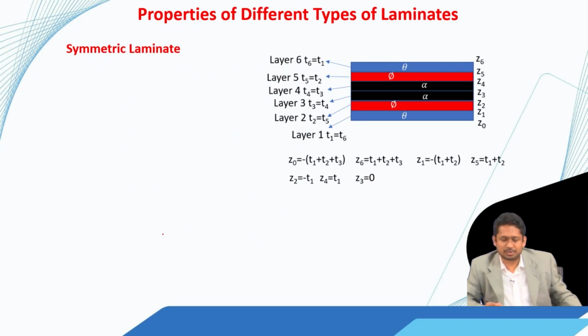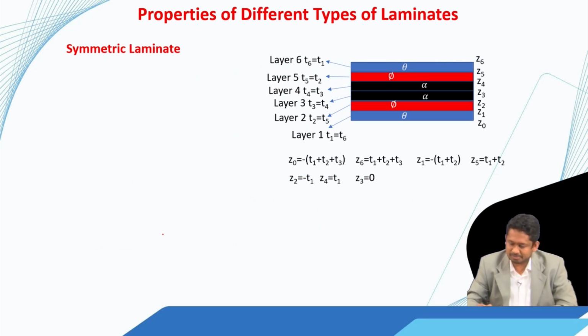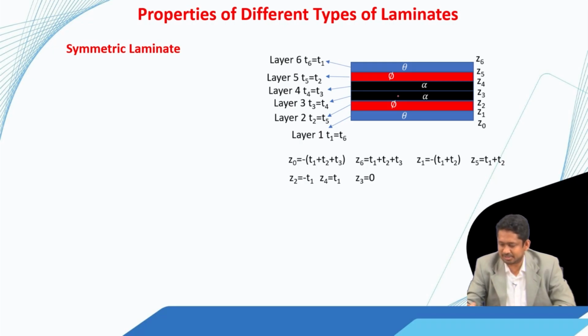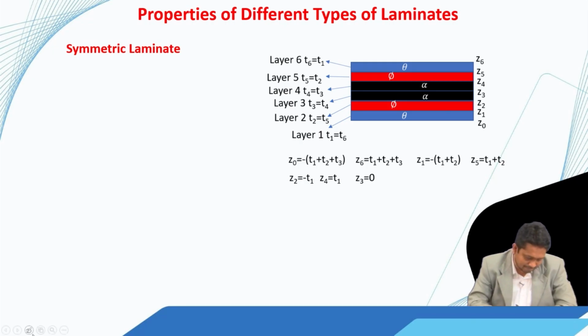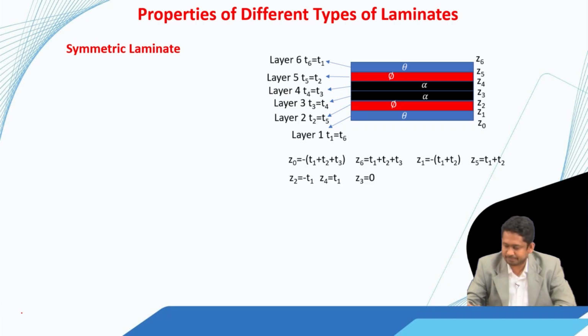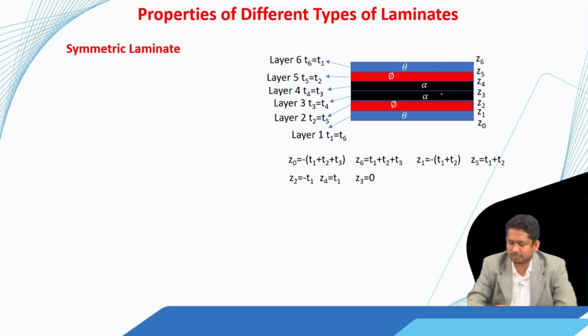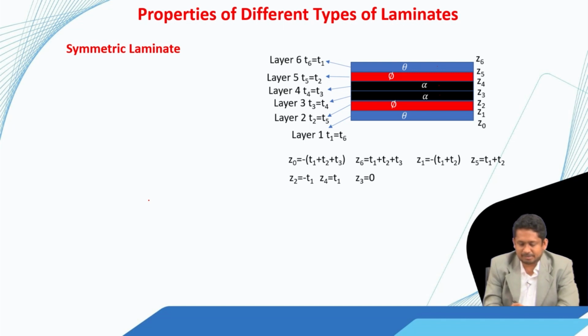Now, let us look into symmetric laminates. In symmetric laminates, we know that at the symmetric locations the fiber orientation angles are the same. If we look at this laminate, here we have 6 layers. The top and bottom blue layers have angle theta, then these red layers have angle phi, and again these two symmetric layers have angle alpha. In this kind of laminate, the B matrix is 0.